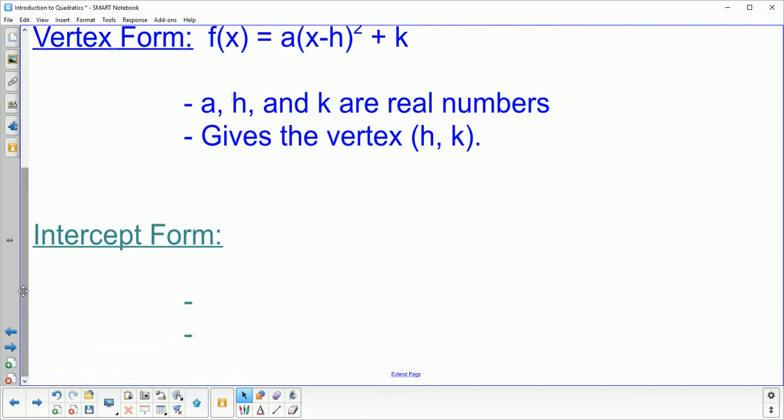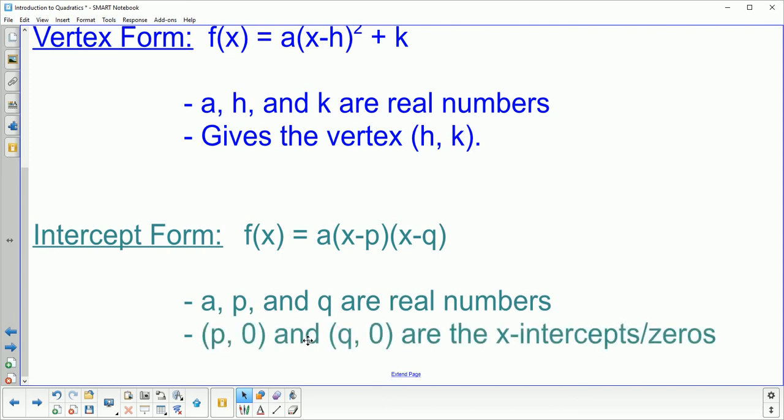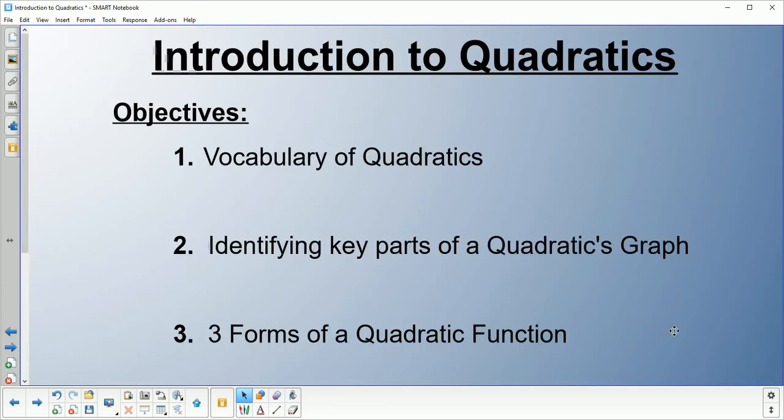And the last one is our intercept form. f of x equals a, and then in parentheses x minus p, times the other parentheses x minus q. Again, a, p, and q are real numbers, and (p, 0) and (q, 0) are the x-intercepts. Also, we call them the zeros, or the solutions, or the roots. And so that is it for our introduction to quadratics. Next time in class, we will look at some graphs and identify all these important parts that we've seen today, and we will start to work with some of our forms and how we're going to manipulate those to create graphs. All right, see you next time.